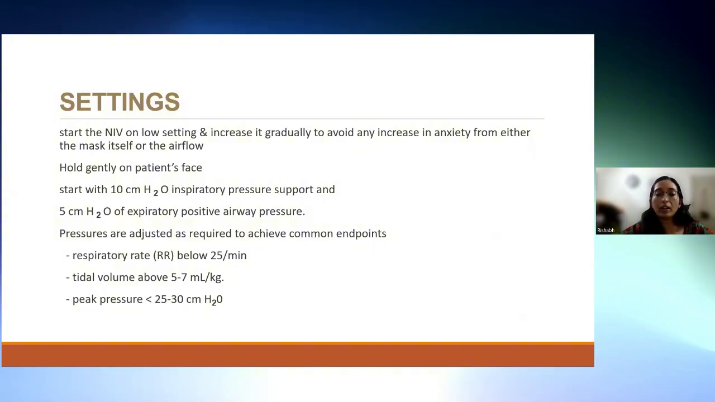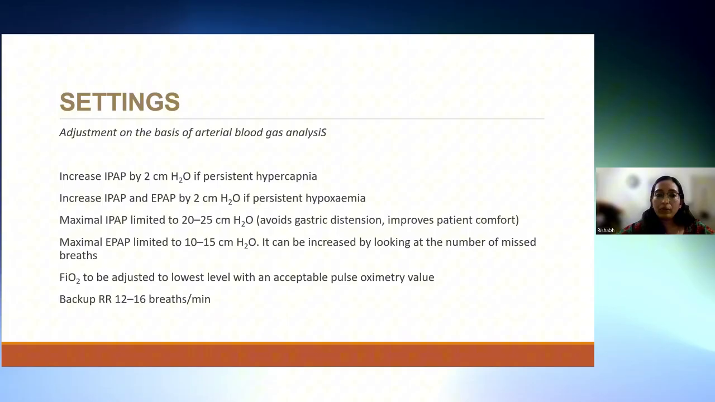So the respiratory rate should be below 25. If the patient is tachypneic, he has to come down to a normal respiratory rate, produce adequate tidal volume, and the peak pressure should also be less. Apart from this, if you do an ABG and see that there is a requirement, then you may increase IPAP by 2 centimeters if there is persistent hypercapnia. Increase in IPAP will wash off the carbon dioxide because the tidal volume delivered will increase. But if there is persistent hypoxemia, then you may have to increase both IPAP and EPAP by 2 centimeters.